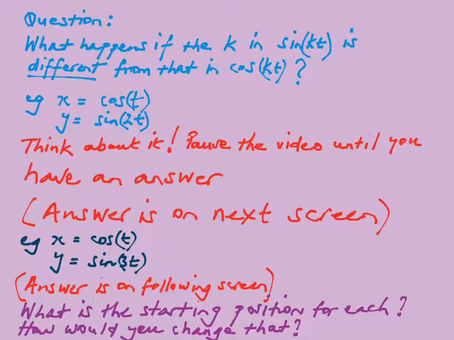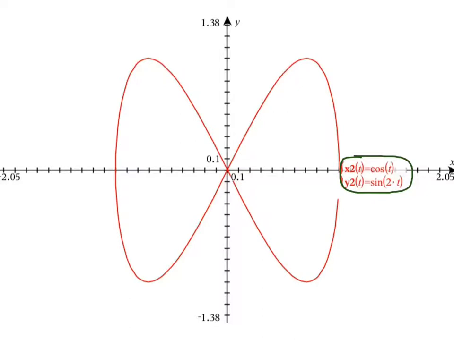Now I'm going to give you the answer. I hope you've paused the video and had a go at it first. All right. Play, have fun. I will reveal the next screen to you. This will be x is cos t and y is sin 2t. Look, it's a toy train track.